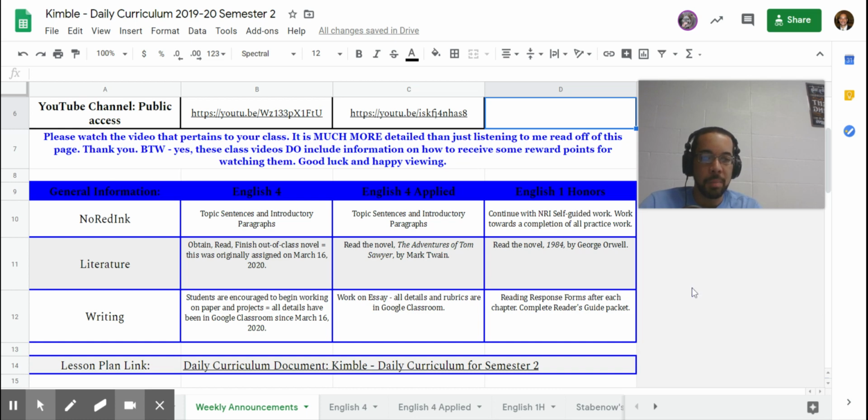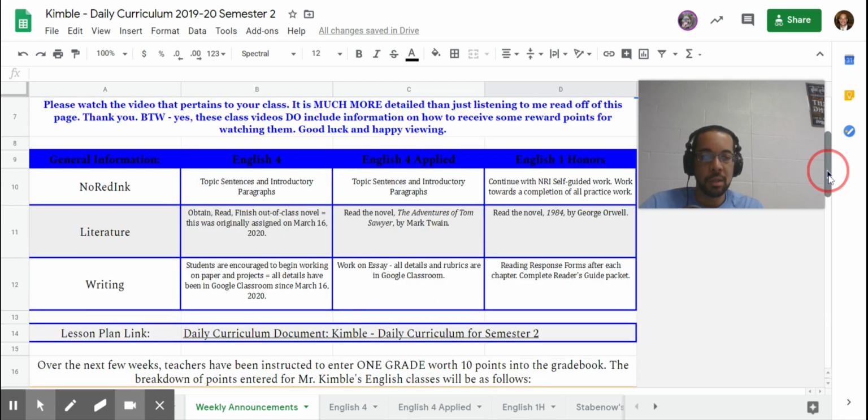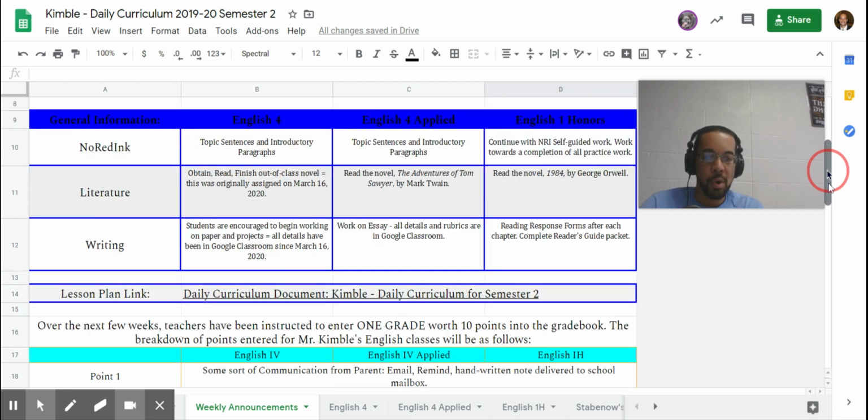I did give out some PDFs for that, and I know a few people have the hard copies of that. So everyone has access to 1984. You should be reading that, and in fact, you should probably be close to finishing that novel at this point. You are also being asked to complete the reading response form after each chapter and complete chapter guide packets, those reader guide packets. Make sure that you get those done. That's going to be a part of the grades that you're going to see here in just a moment.